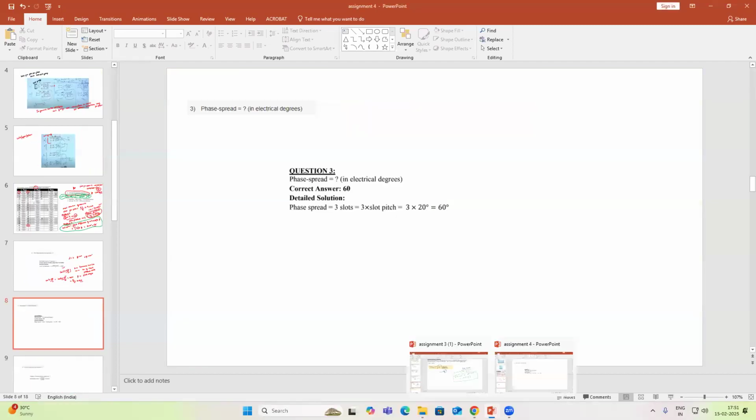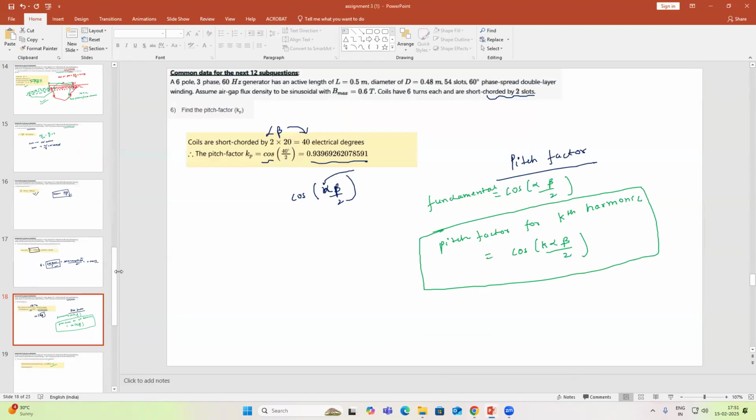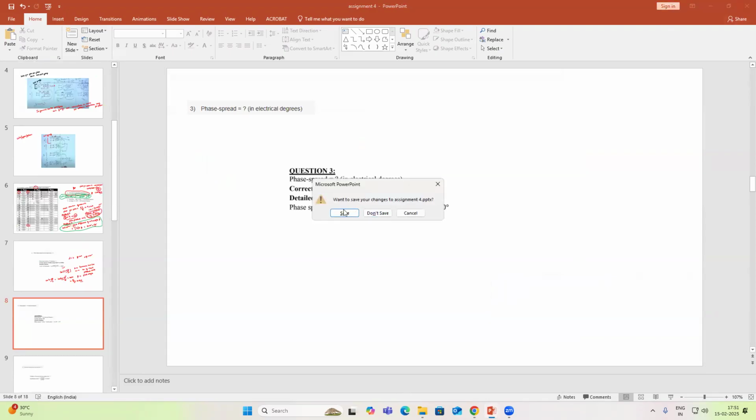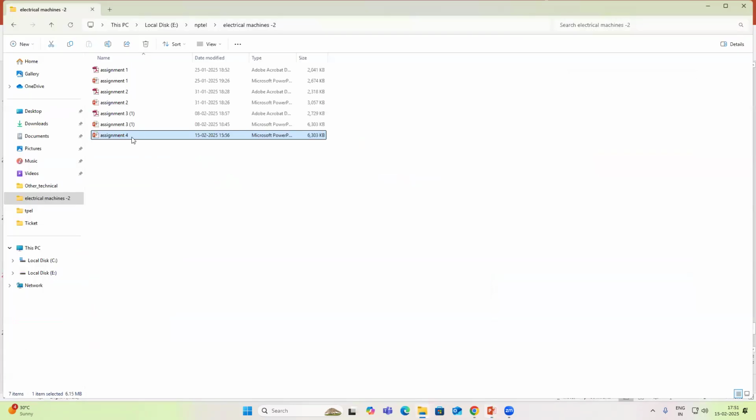Now, they are asking you to find the phase spread. Now what is this phase spread? You will see that in our previous question also we were very confused with these terms. In the last two questions of the previous assignment we were very confused about what is this phase spread, what is this coil group. These things you will know. Coil group, we know what is a coil group. We already know what a coil group is.